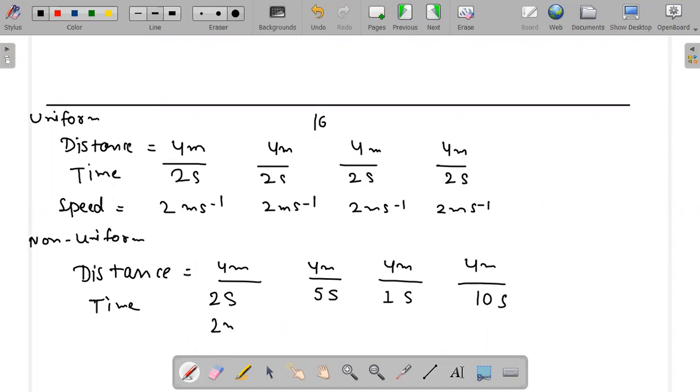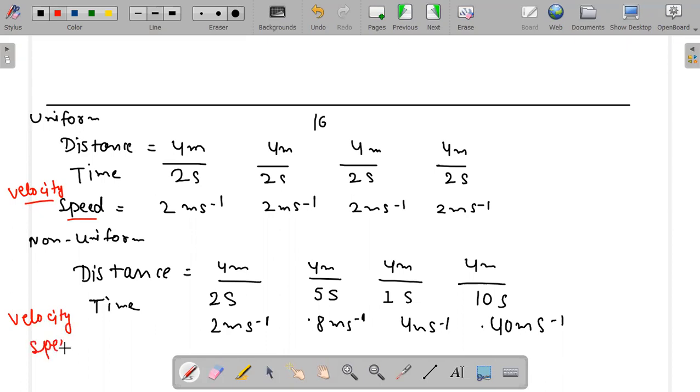So it is 2 meter per second. Now it is 0.8 meter per second. It is 4 meter per second and it is 0.40 meter per second. So this is speed. You can write speed or you can write velocity. Both things are same. If this is uniform velocity or uniform speed, or I can write non-uniform velocity or non-uniform speed. I can write both things.